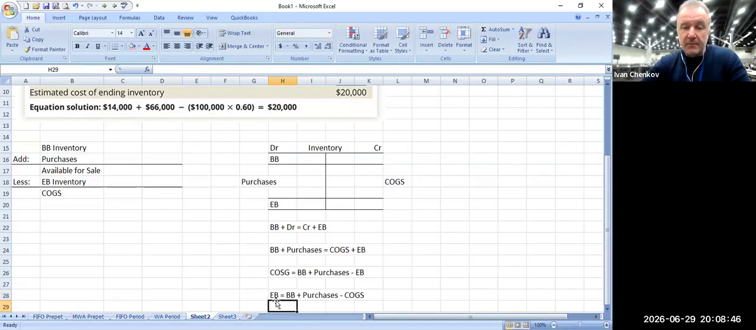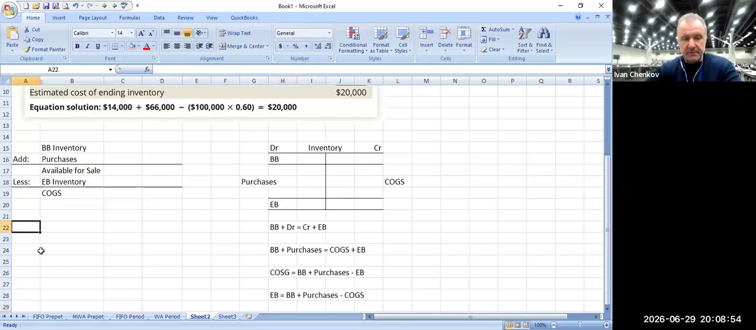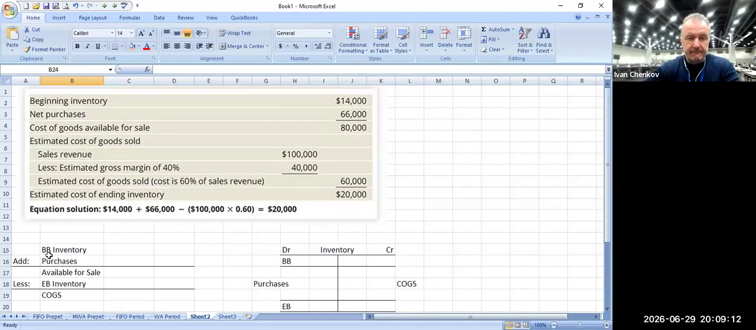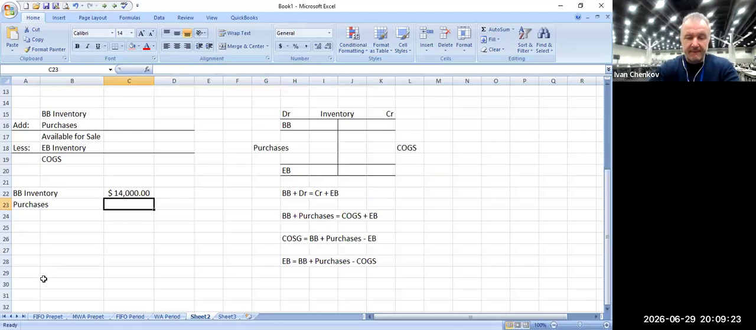You're always going to have three of them, or you're going to have enough information to get at the three of them. Now, in this question, it probably is going to say the beginning balance of the inventory is 14,000. That's our beginning balance of the inventory. Then we have purchases, or net purchases, for 66,000.